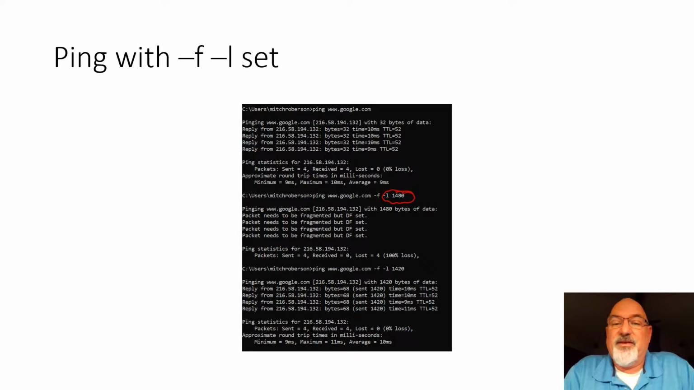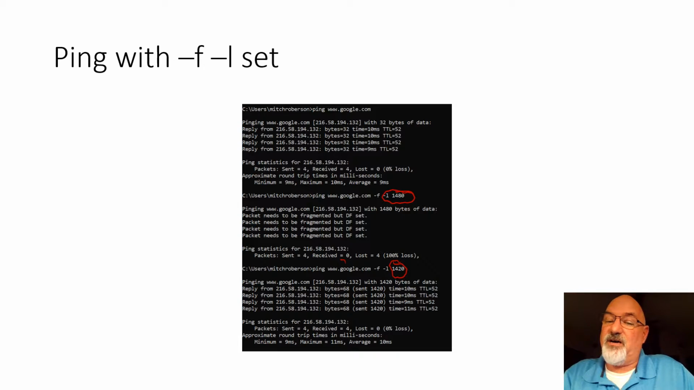So I pinged www.google.com with a -f, so the do not fragment bit set, and I put the length at 1480, and I get this thing back that says packets need to be fragmented, but DF is set. Wow, that's interesting. Notice down low, I get this. Below this, I type in 1420 for the length. Hey, it lets it through.